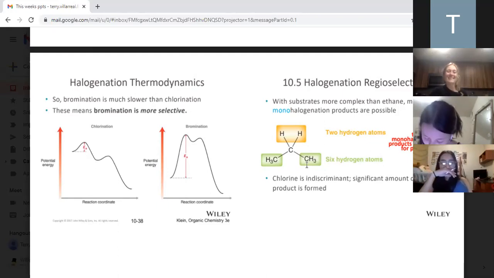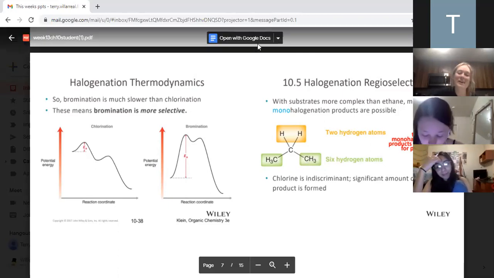No, so chlorine, as we saw, right? Remember looking back at this reaction, how high was that activation energy for chlorine?